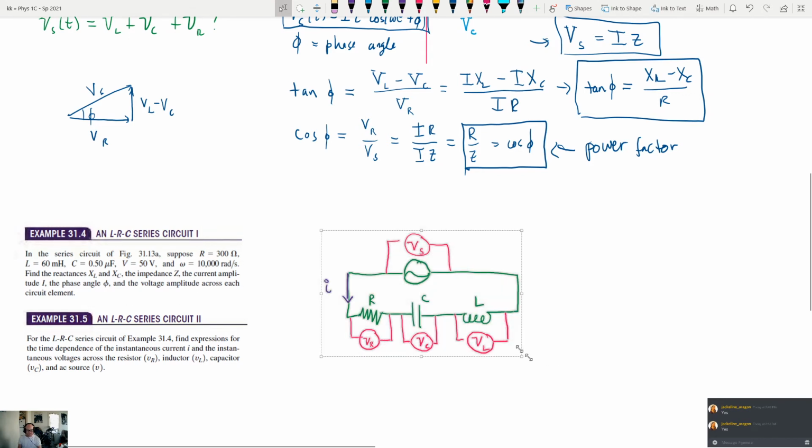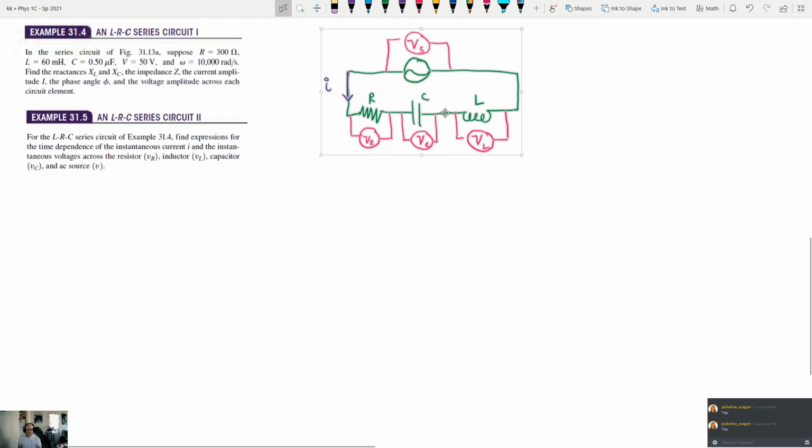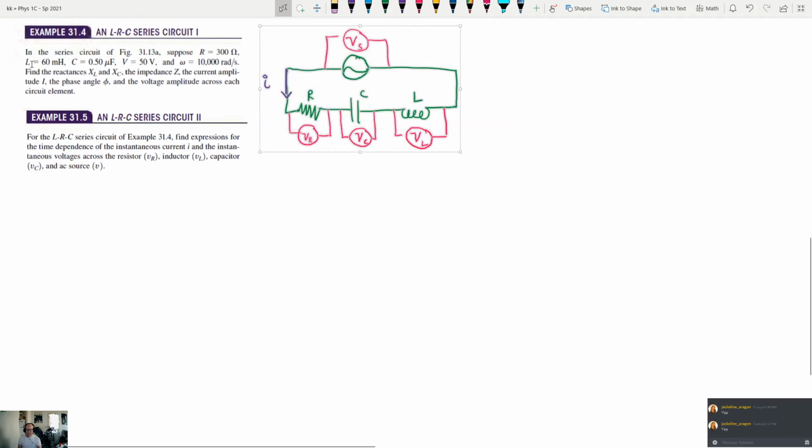Okay, so there's our circuit, and we're given some values. Do I need to rewrite these down? I don't know. You can all read those, right? Is that big enough that you can all read it? Maybe it's not. I'll write them over here.